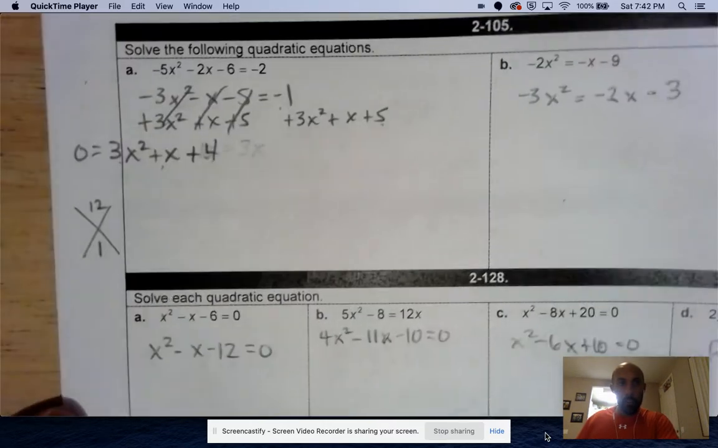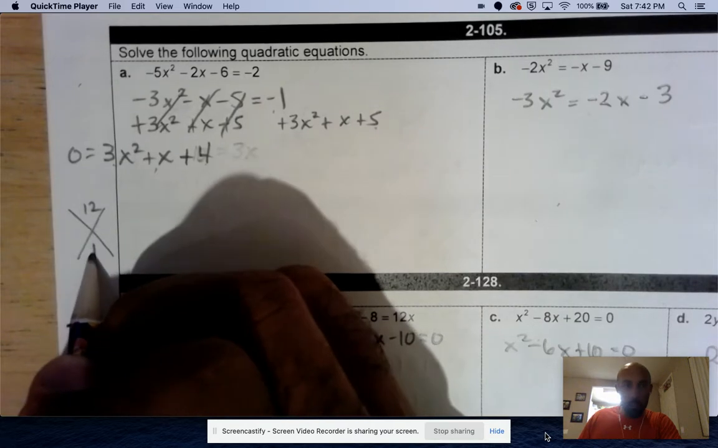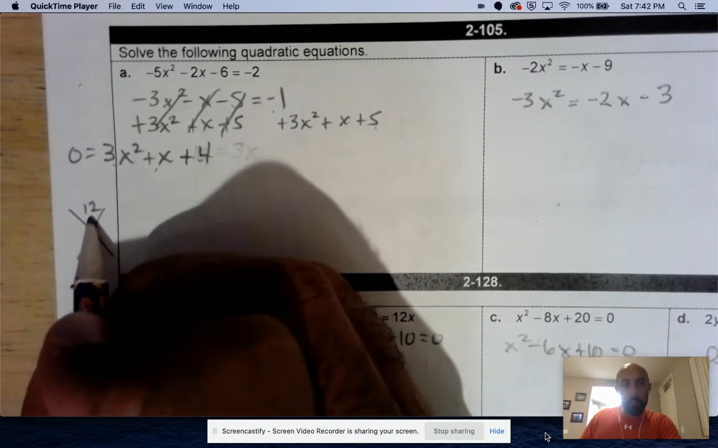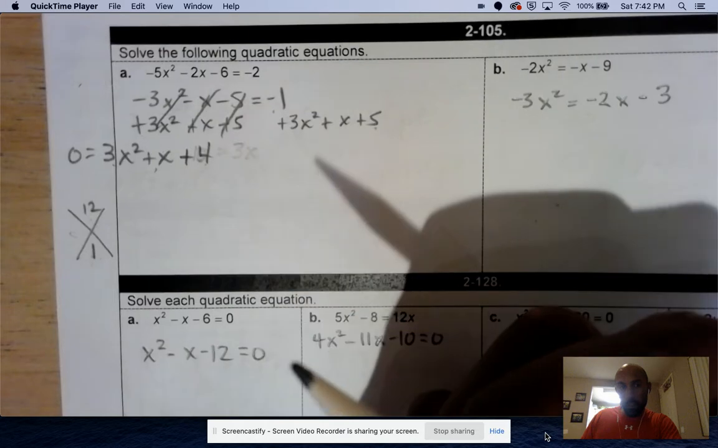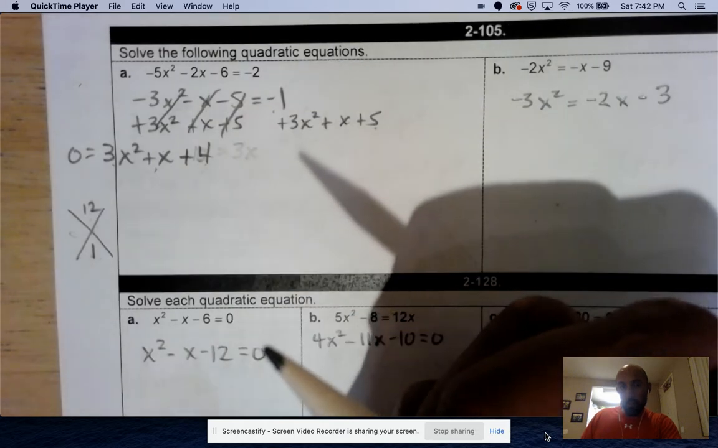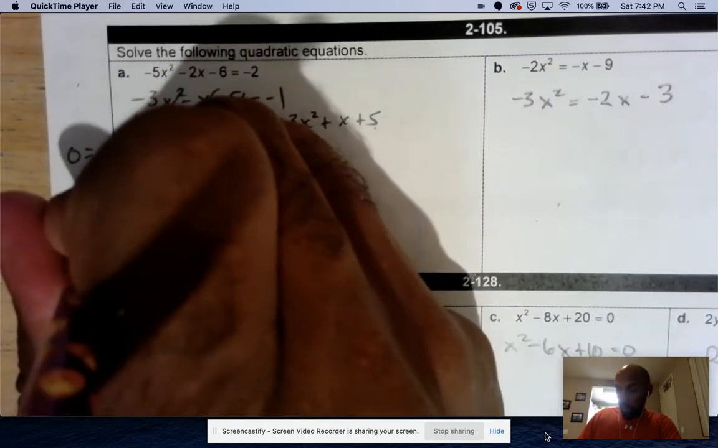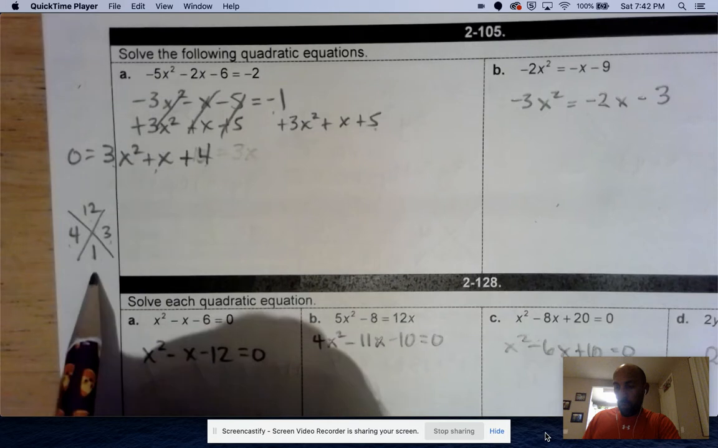Oops, I'm sorry guys, you can't see that. Okay, so I got my b value in the bottom, a times c on the top. What two numbers multiply to 12 but add up to 1? Well, the one that will come to mind first is 4 and 3, because you're like, oh, well, 4 minus 3 is 1.